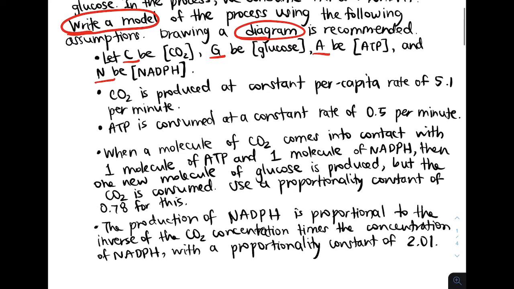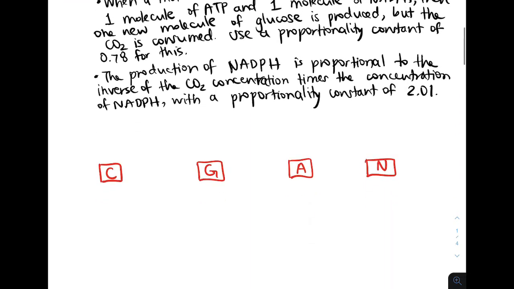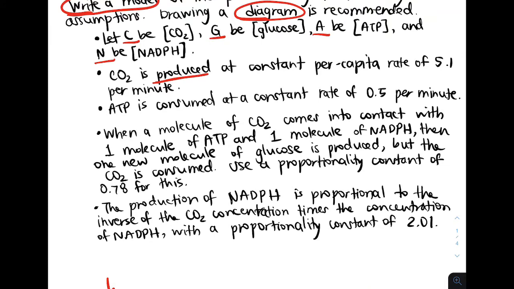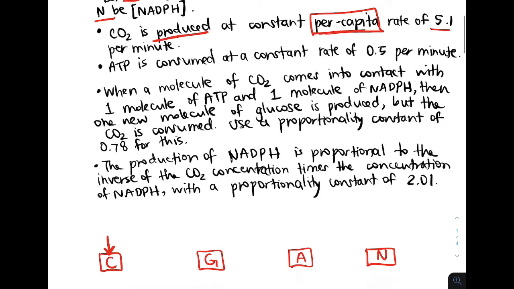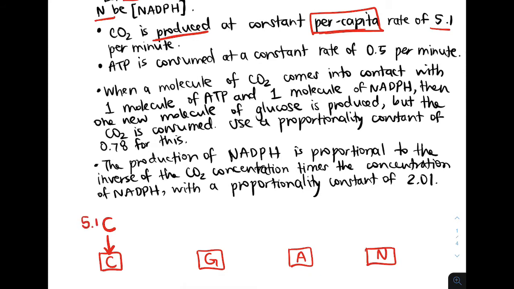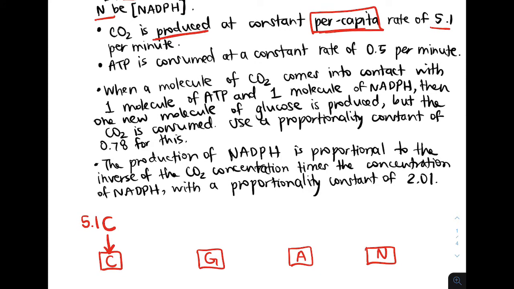Our first assumption says carbon dioxide is produced at a constant per capita rate of 5.1 per minute. So the first thing I'm going to do is draw an arrow going into the box with C in it, because this represents an inflow into the concentration of carbon dioxide. So we're increasing the amount of carbon dioxide because carbon dioxide is being produced. And this is at a per capita rate. So whenever we say per capita, that means we multiply by our variable. And since our number is 5.1, it's going to be 5.1 times C. Again, it's per capita, which is why we write our variable.